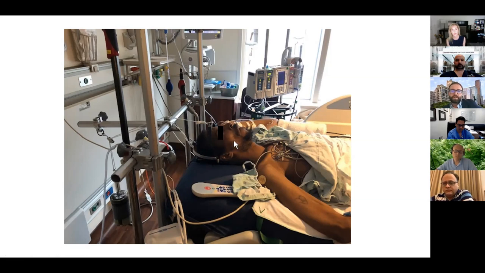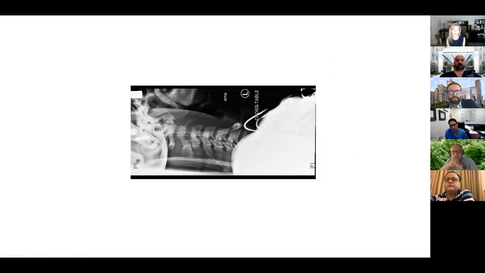And the reason I put the patient in a crown halo and not tongs is not only because it's bivector, but also because I want to lock them into a vest after they're reduced. So I won't lose the reduction when I want to go posteriorly on them. There's an adapter that you can hook up to the crown halo that attaches to the Mayfield. So we reduced them, we put them in a vest, and that's the lateral X-ray.